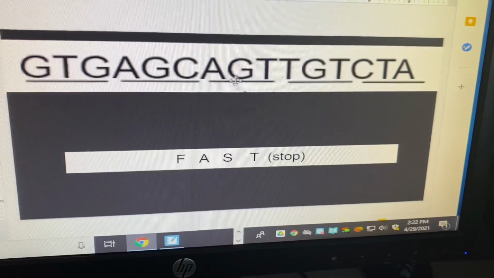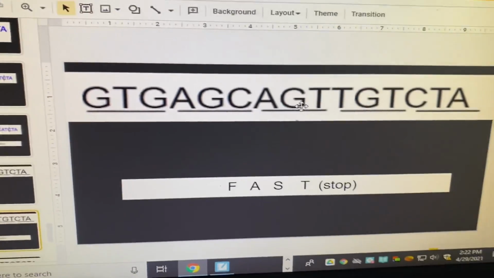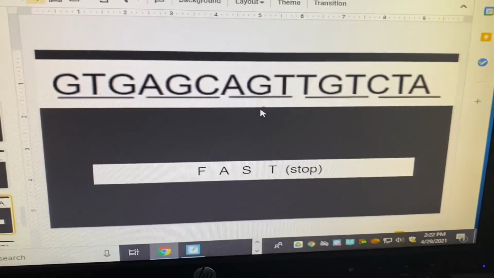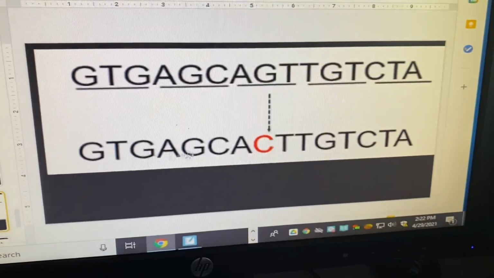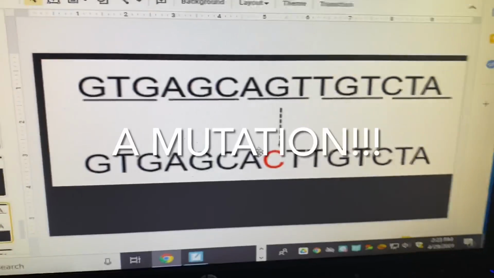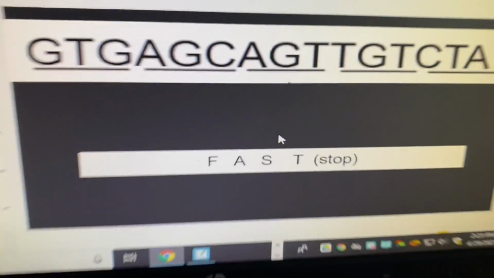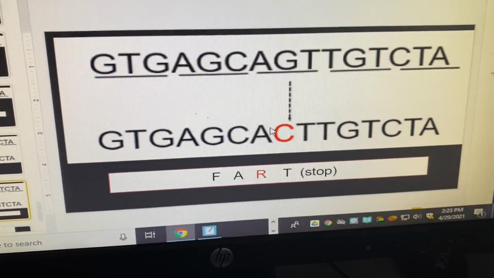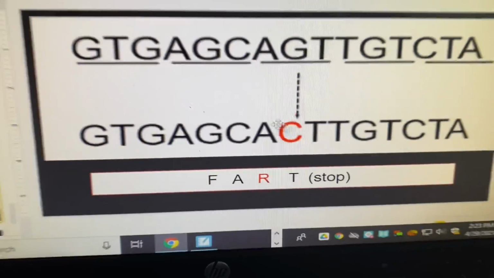See this letter G right here? If you copied it but used the wrong letter, that could totally change the meaning. Think about it. If you copied this wrong and instead you put a C where that G should have been, you may get a totally different meaning. Can you imagine what the cell would be like if it wanted to go fast, but the ribosome read it this way? That's not a cell you want to be in. That's a malfunctioning cell because of what we call a mutation.